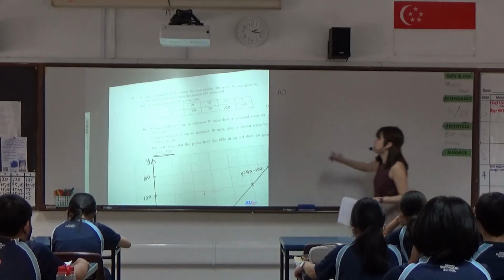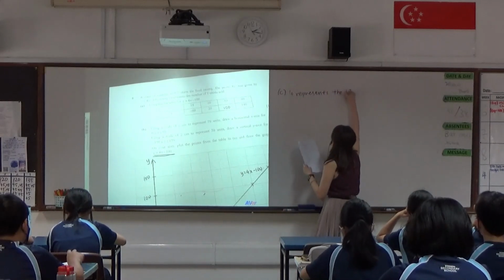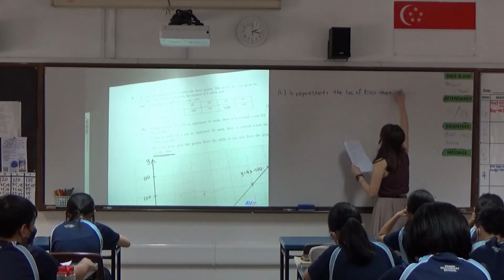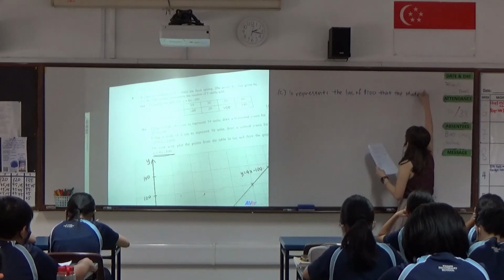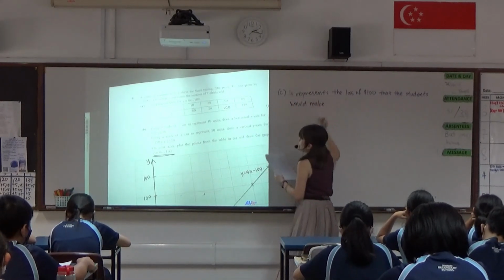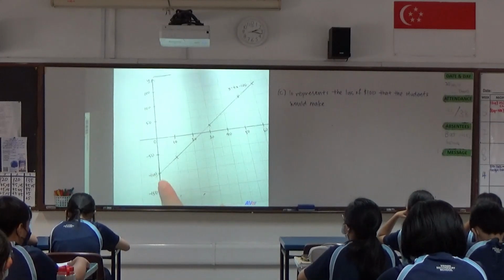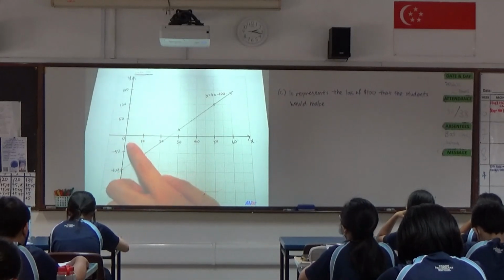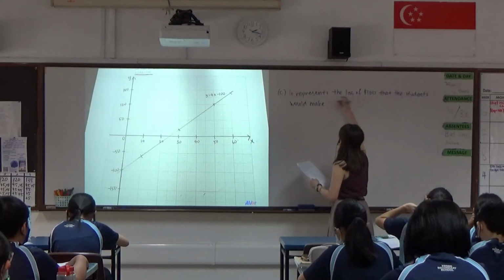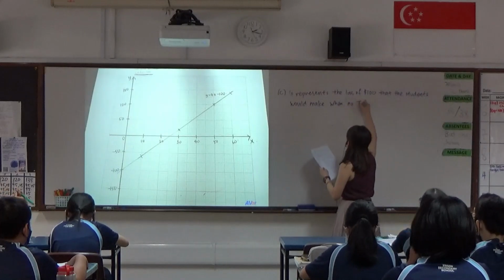So the correct term to use is that it is a loss. So we say that it represents the loss of $100 that the students would make. Under what circumstances? Because at the y-intercept, your x is actually equal to 0. So x represents the number of t-shirts sold. So the loss of $100 that the students would make when no t-shirts are sold.